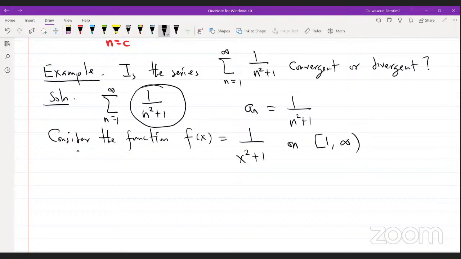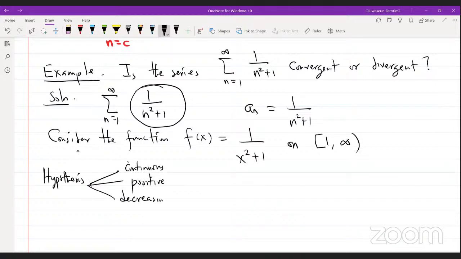Nice. Now, what are the 3 hypotheses? Okay, remember, hypotheses. My function must be continuous, right? The function must be positive, and the function has to be decreasing. So I must check to ensure that my function f of x equals 1 divided by x squared plus 1 is continuous, positive, and decreasing. Okay, let's see.